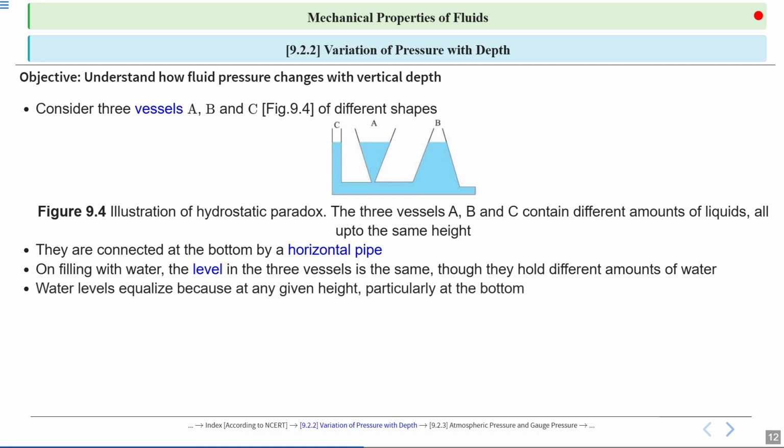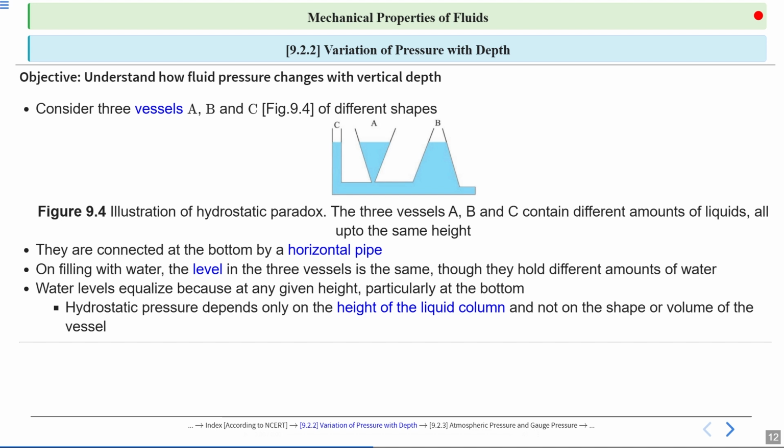The reason the water levels equalize is hydrostatic pressure. At any given height, specifically at the bottom, the pressure depends solely on the height of the liquid column. This means that the shape or volume of the vessel does not influence the pressure at a specific depth. So we can say hydrostatic pressure is determined by the height of the liquid column, not the shape or volume of the container. It depends only on the height of the column.